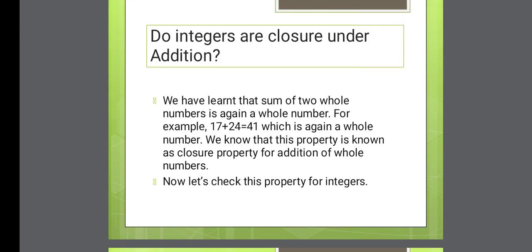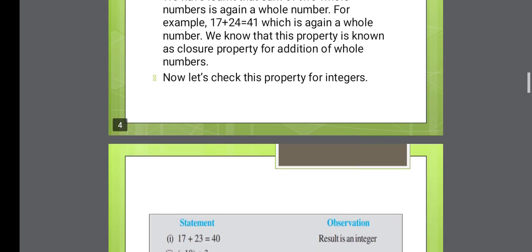We have learned that the sum of two whole numbers is again a whole number. For example, we know 17 is a whole number, 24 is a whole number. Now if we add the two whole numbers 17 and 24, the result is 41, which is again a whole number. So this shows that whole numbers are closed under addition, because after adding two whole numbers we get again a whole number. Now, will this property exist for integers? Let us check this property for integers.